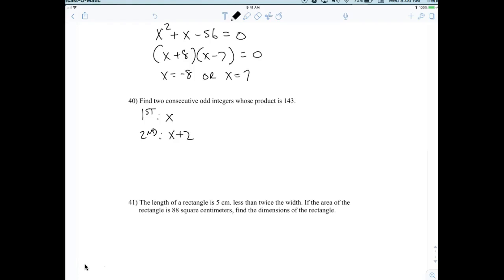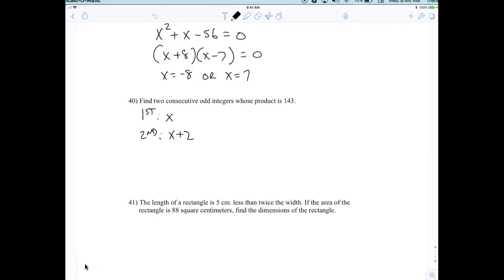Just think about it logically. From 1 to 3, you add 2. The adding 2 has nothing to do with it being odd or even. Now, if I said consecutive numbers, it would be X and X plus 1. Very good. Because to get from 7 to 8, you just do what? Add 1. To get to an even, you add 2. To get to an odd, you add 2.